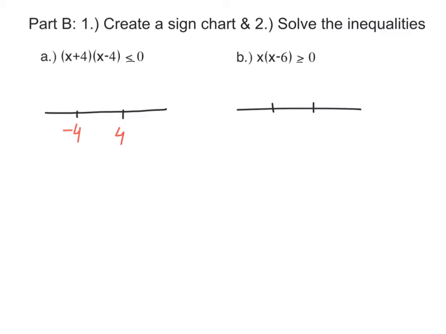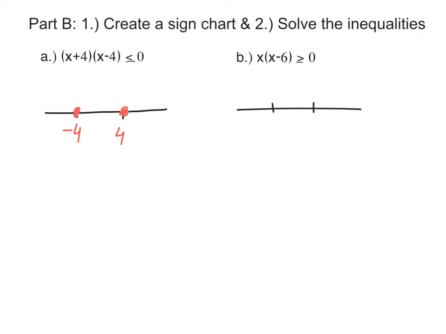Now it's very important that you don't just put these two numbers in the order that they just show up. You don't put negative 4 first because it came from the first factor. You put negative 4 first because negative 4 is smaller than positive 4. Remember, this sign chart is on a number line. This negative 4 is important because it makes the expression equal to 0, so I'm going to put a dot on negative 4. Positive 4 is important because it makes the expression also equal to 0.